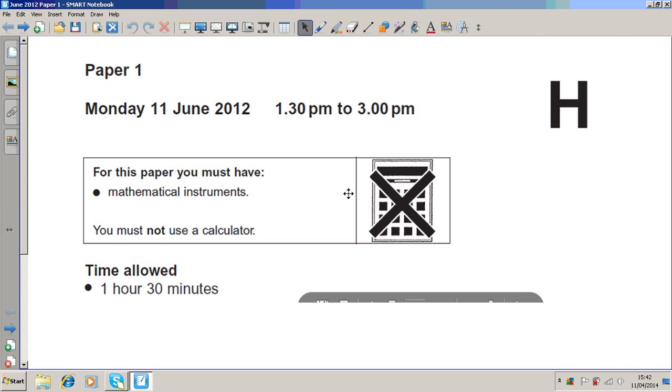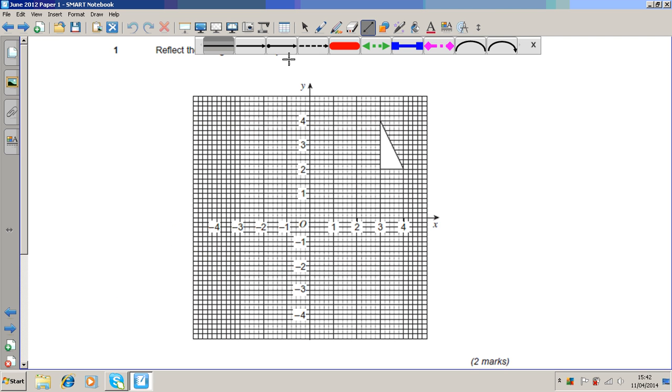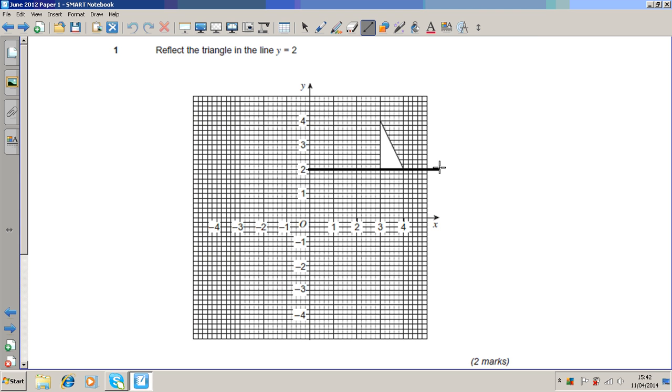Right then, June 2012, paper 1, non-calculator paper. There we go. Reflect the triangle on the line y equals 2. So where is y equal to 2? There's the y-axis, y is 2 is there. So that there will be the mirror line, and so we're going to reflect it over. It's going to look a little bit like that.